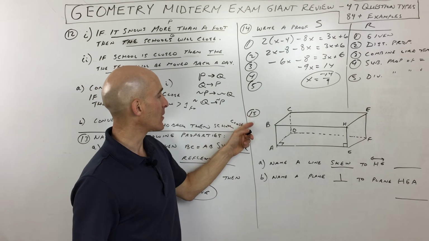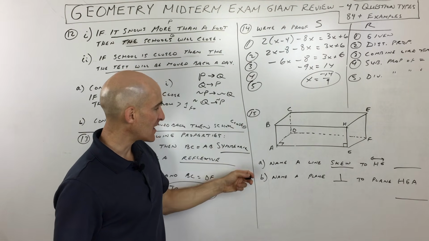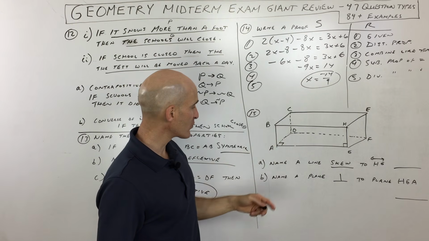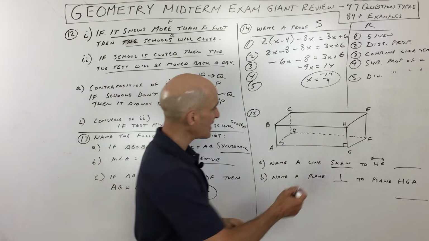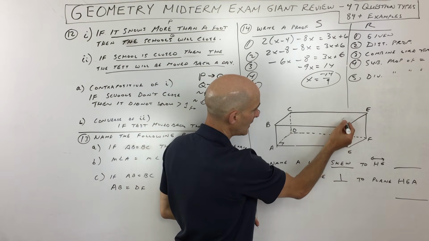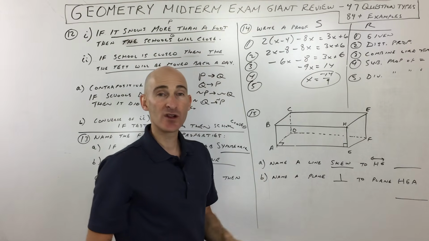So that's an introduction there to proofs. Now, number 15, they give us this rectangular prism here, and it says name a line that's skew to line HG. So where's line HG? That's this line right here, okay? And what does it mean when two lines are skew?